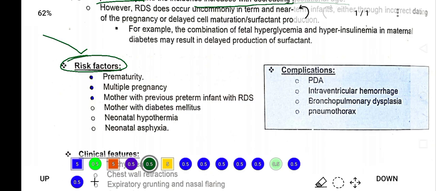Risk factors for respiratory distress syndrome: the most important and first risk factor is prematurity. When a baby is premature, respiratory distress syndrome most commonly occurs. Another is multiple pregnancies; those babies may develop respiratory distress syndrome. Another is a mother with a previous preterm infant with respiratory distress syndrome, a mother with diabetes mellitus, neonatal hypothermia, and neonatal asphyxia. These are risk factors for respiratory distress syndrome.